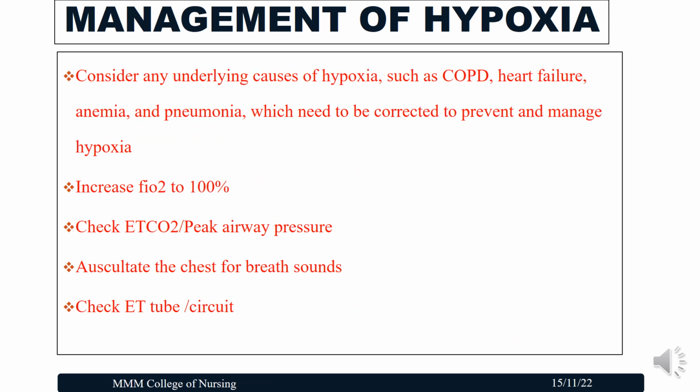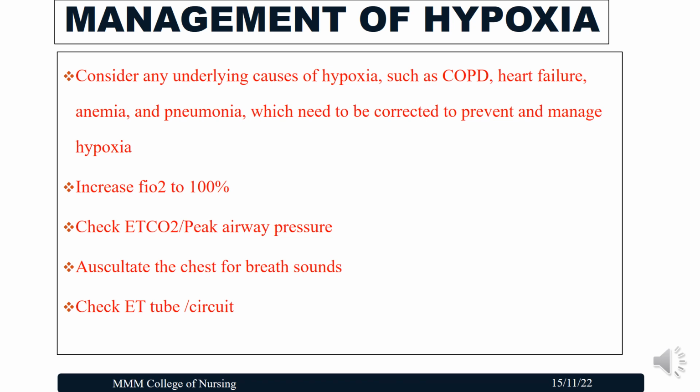So always consider any underlying causes for the hypoxia. The causes we need to identify should be treated first, such as COPD, heart failure, or if the patient is anemic or the patient is having pneumonia. All these conditions are to be treated first to avoid hypoxia.